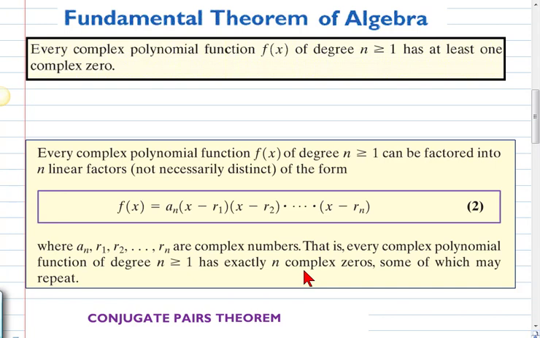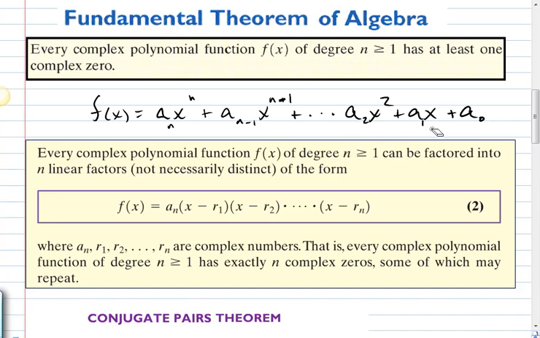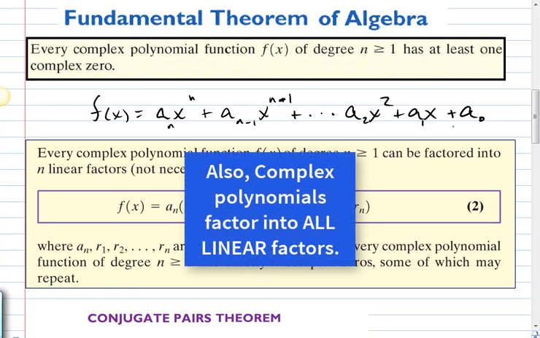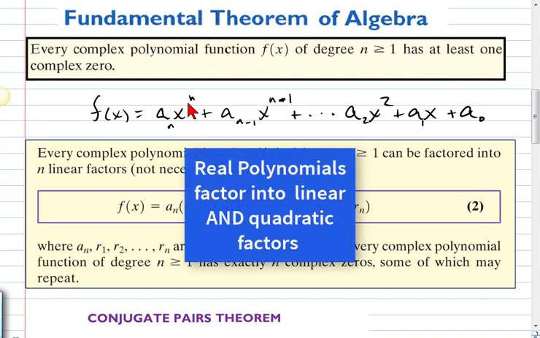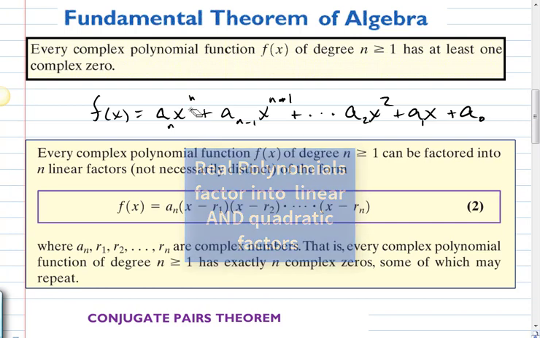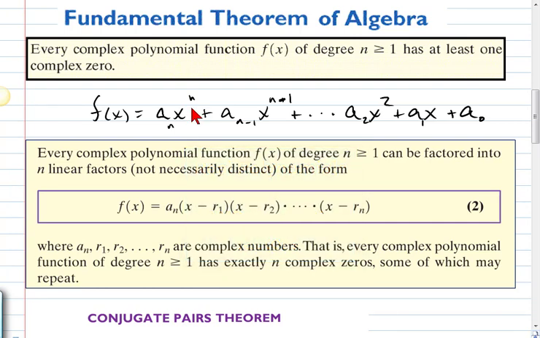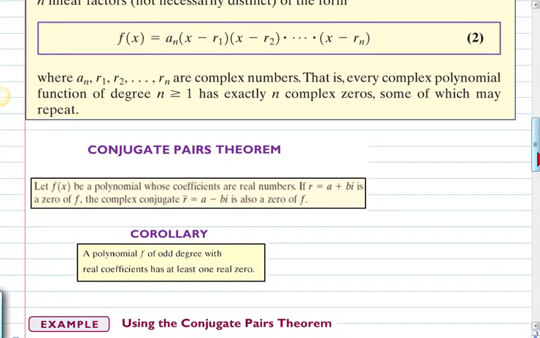Now, this is different from our regular polynomial function. When these are real numbers, we're not guaranteed that we're going to have the same number of roots as the power here. In the complex numbers, we do. Okay, so if it's a 5th degree complex polynomial function, then we're going to have 5 linear roots. And our complex roots are going to come in what's called conjugate pairs. The conjugate of a plus bi is going to be a minus bi.